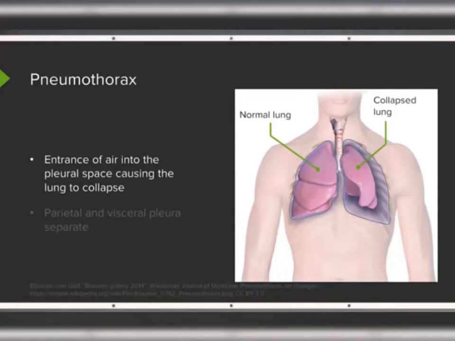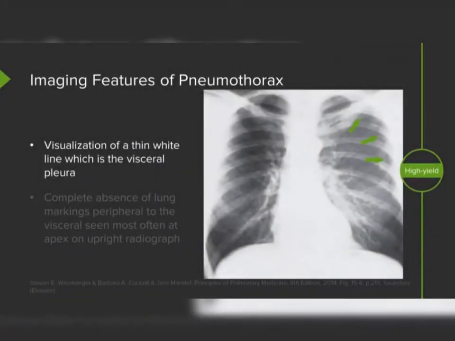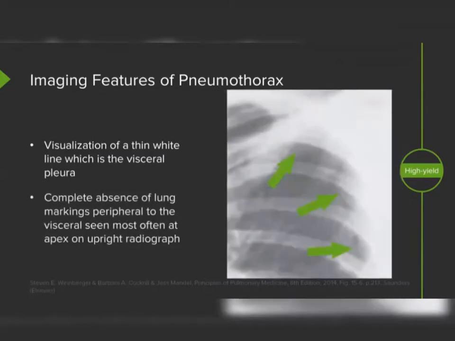A pneumothorax is entrance of air into the pleural space, which causes the lung to collapse. The parietal and the visceral pleura separate when this happens. So a pneumothorax results in a thin white line, which represents the visceral pleura. You have complete absence of lung markings peripheral to the visceral line, and this is most often seen at the apex on an upright radiograph because the air rises up towards the apex.